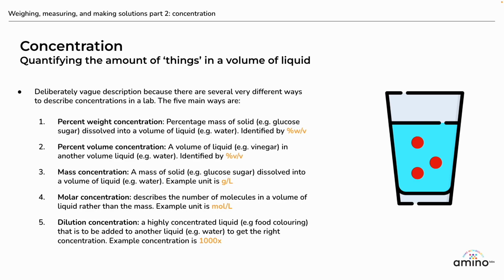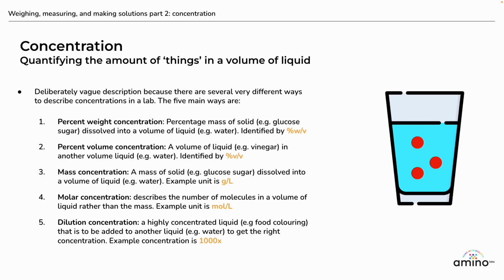Concentrations involve quantifying the amount of things in a volume of liquid. And this is deliberately vague because there are several different ways to describe concentrations in the lab, and there are a lot of things that can be quantified within a volume of liquid. So in this section, we're going to be going through 5 different ways that concentrations are quantified.